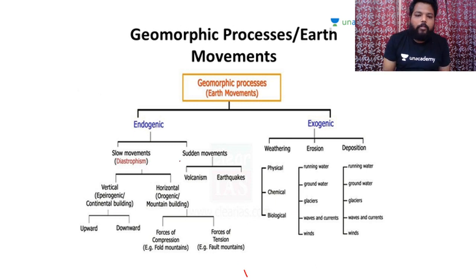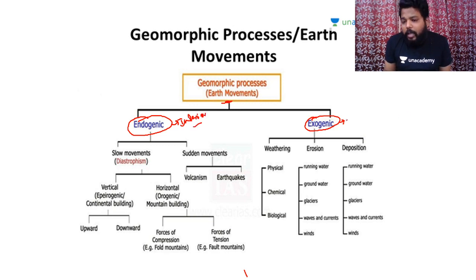See, if you observe the geomorphic process, that is earth movements, we have two kinds of geomorphic process. One is endogenic process and one is exogenic process. Simply, endogenic processes are those which come from the interior of the earth, and exogenic processes are those which are created from external aspects. So these are interior factors and these are exterior factors. Clear?